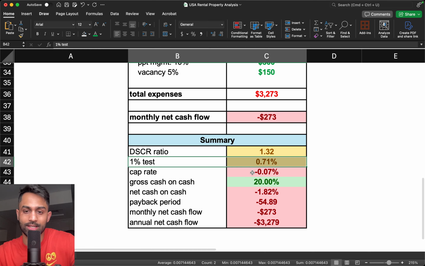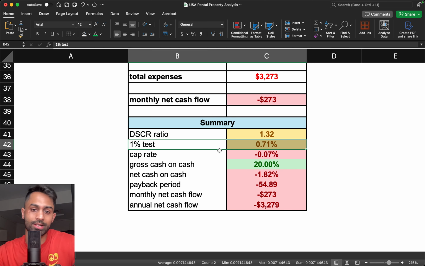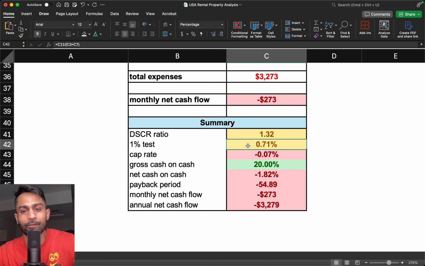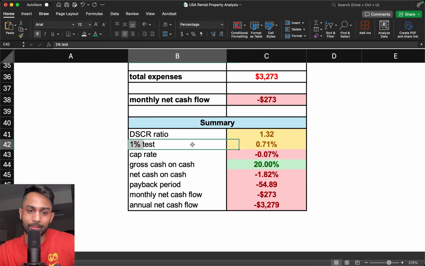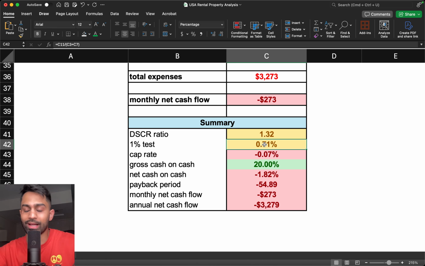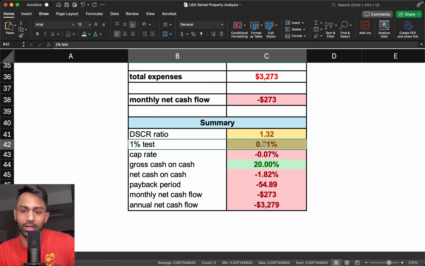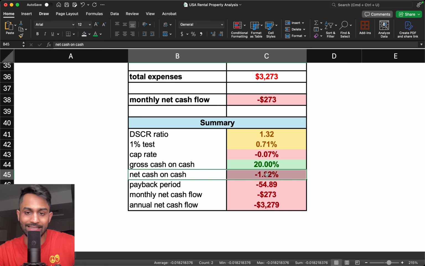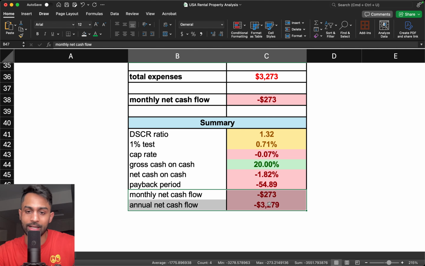Now, the 1% test is simply the monthly rent divided by the purchase price. And if that number is below 1%, then there's not a lot of meat in the deal. In other words, there's not really much looking into that deal. But if it qualifies for that 1% test, then yes, you can safely assume that deal may work out. Again, there's that element of may or may not work out, but that 1% test is a very rough estimate of whether you want to dig deeper into that deal or not. So the cap rate, we've got the gross cash on cash, we've got the net cash on cash, we've got the payback period, monthly and annual cash flows.